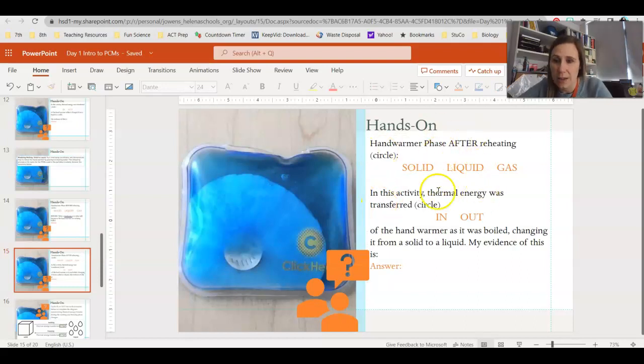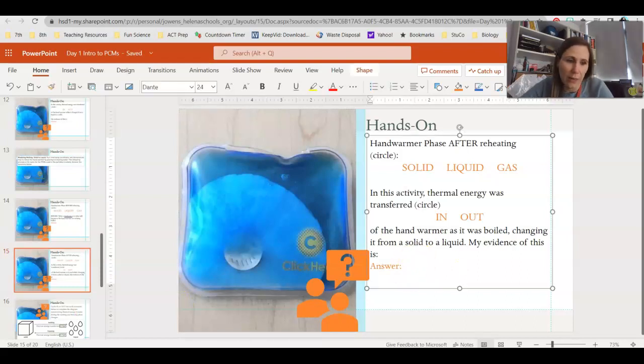So the hand warmer phase after reheating it: solid, liquid, or gas. In this activity, thermal energy was transferred in or out. So you guys are going to circle that. Of the hand warmer as it was boiled, changing it from a solid to a liquid. My evidence of this is, so you guys can talk a little bit about that.